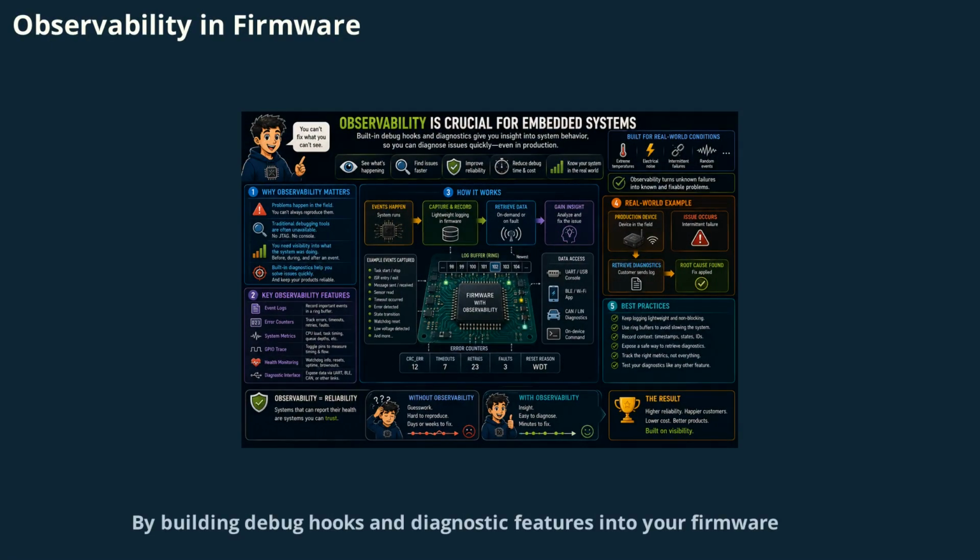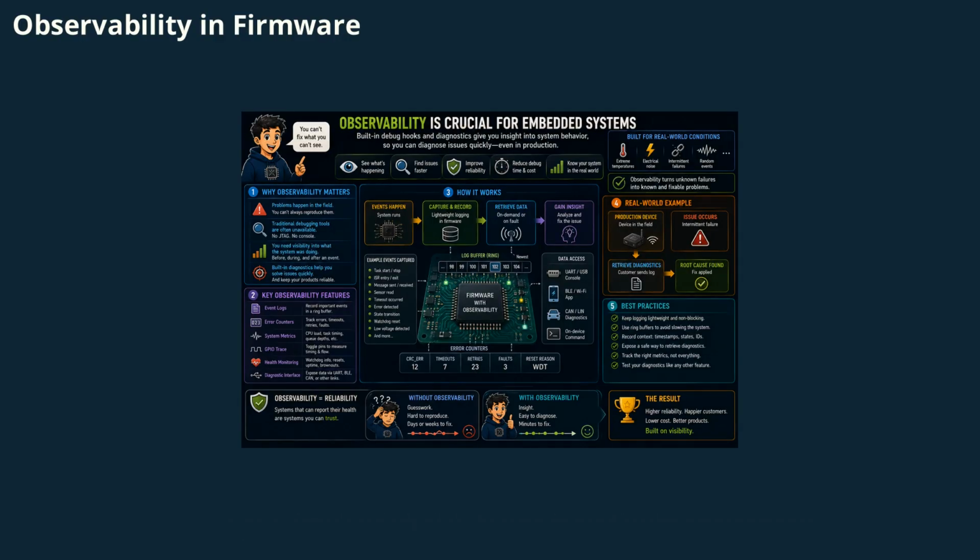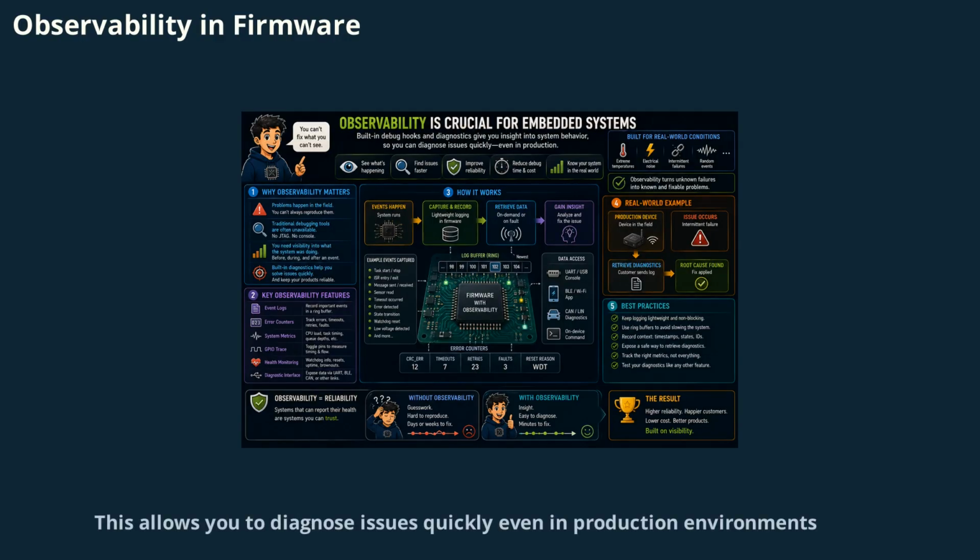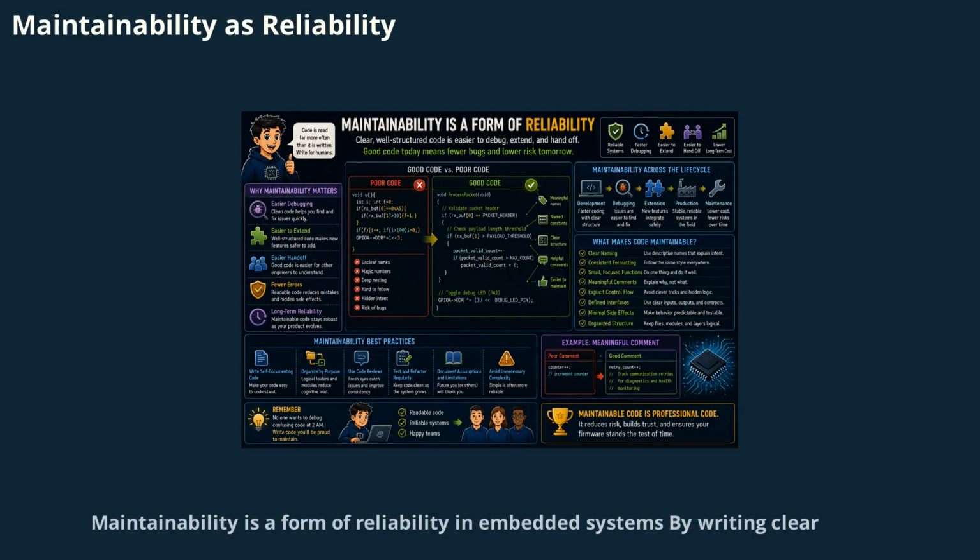By building debug hooks and diagnostic features into your firmware, you gain valuable insight into system behavior. This allows you to diagnose issues quickly, even in production environments. Observability features such as debug logs and error counters make troubleshooting easier and help you maintain high reliability in your embedded products. Maintainability is a form of reliability in embedded systems.